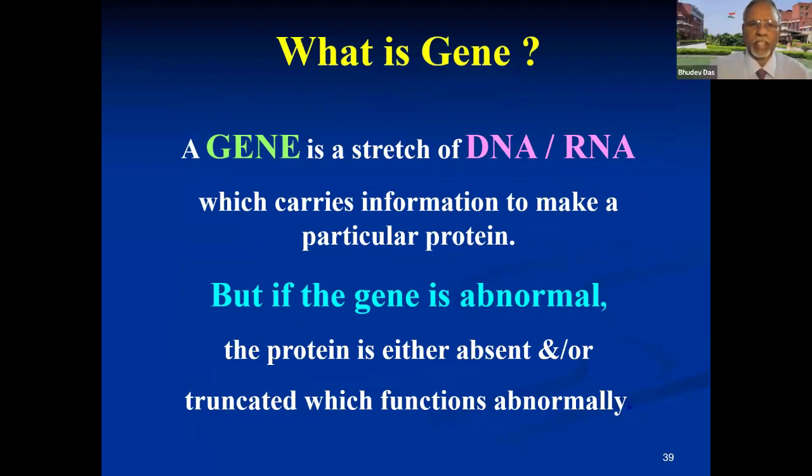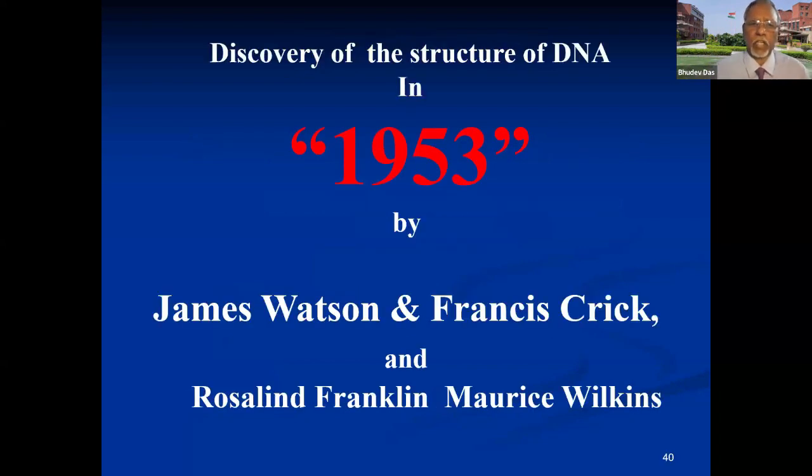The main thing is to give a little bit of molecular understanding of what has already been told by my colleagues and others. What is a gene? A gene is a strand of DNA or RNA, like in eukaryotes; the viruses have an RNA genome, which carries the information to make a particular protein. But if the gene is abnormal, the protein is either absent or truncated, and it cannot function normally, and that creates the pathogenic condition.